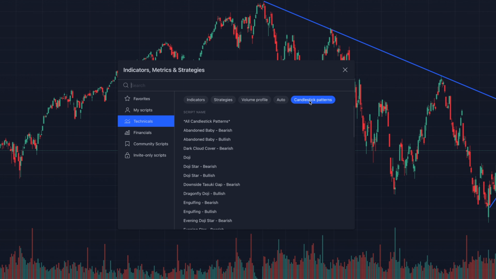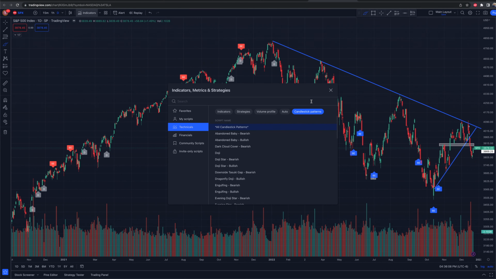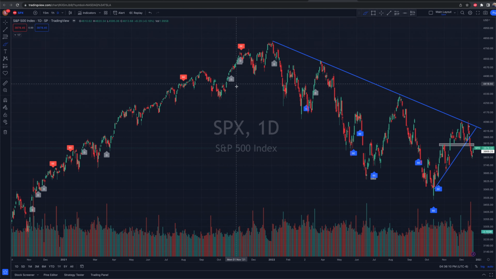Yes, candlestick patterns. You could click this button right here that says all candlestick patterns and see what's going to happen when I do so. Boom, look at our chart. Our chart is now loaded with different little symbols, a couple different letters that essentially signal different patterns.